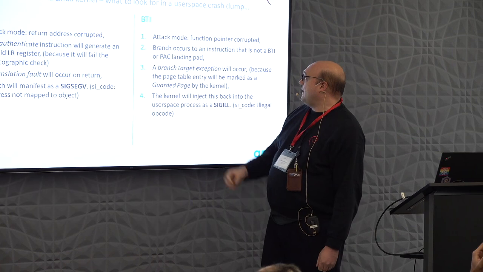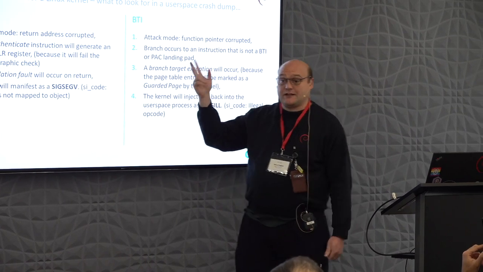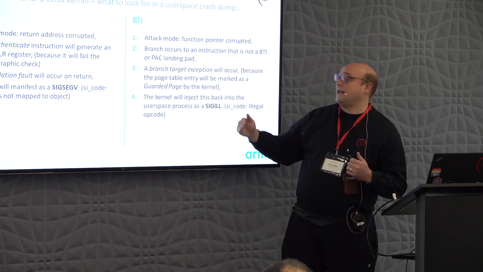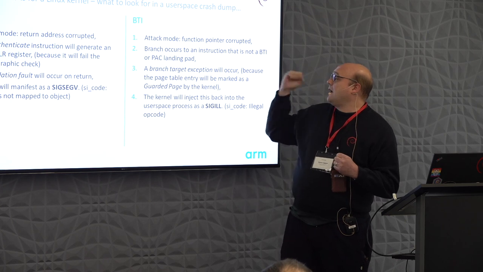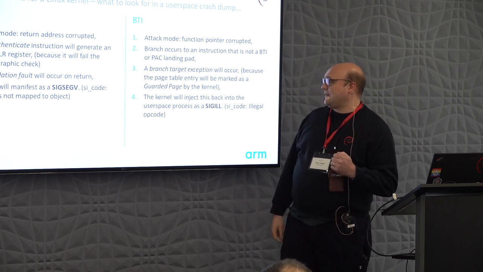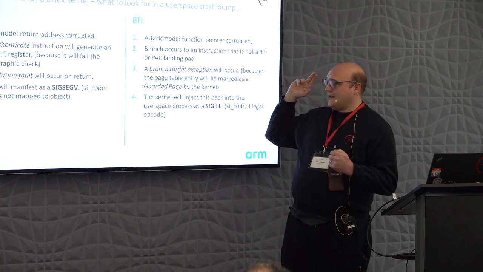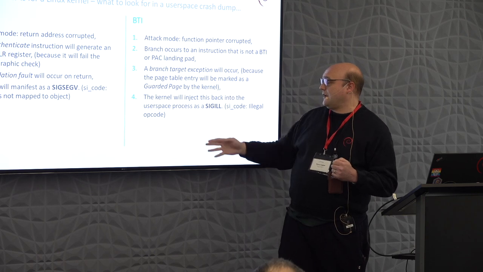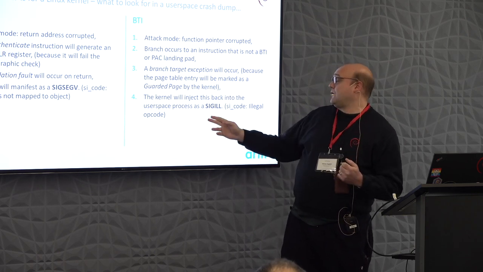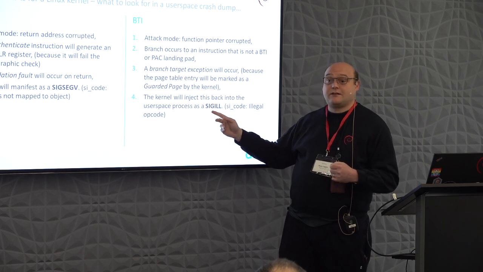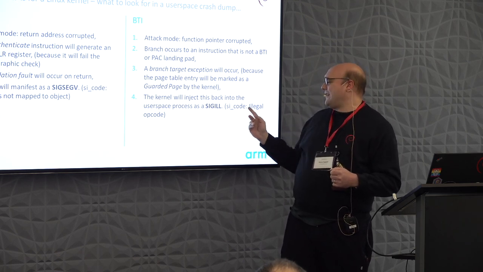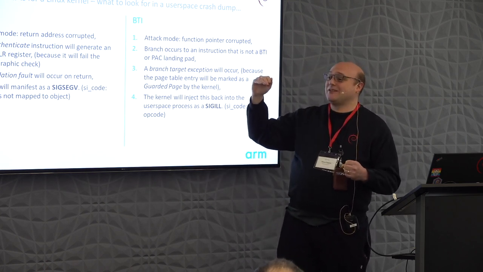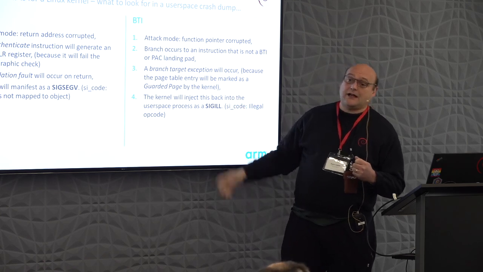Now, with BTI, again, the attack mode is the function pointer gets corrupted, and you jump somewhere that you shouldn't. So you're not landing on a landing pad anymore. Now, what will happen is, in the ARM architecture, we have this thing called the branch target exception, because the kernel's told the CPU that BTI should be enabled with a guarded page. What we see as the end user is we'll basically see a SIGILL. So if you see a SIGILL, and it's an illegal opcode, and the instruction looks like a bona fide instruction, chances are it probably is a BTI crash.